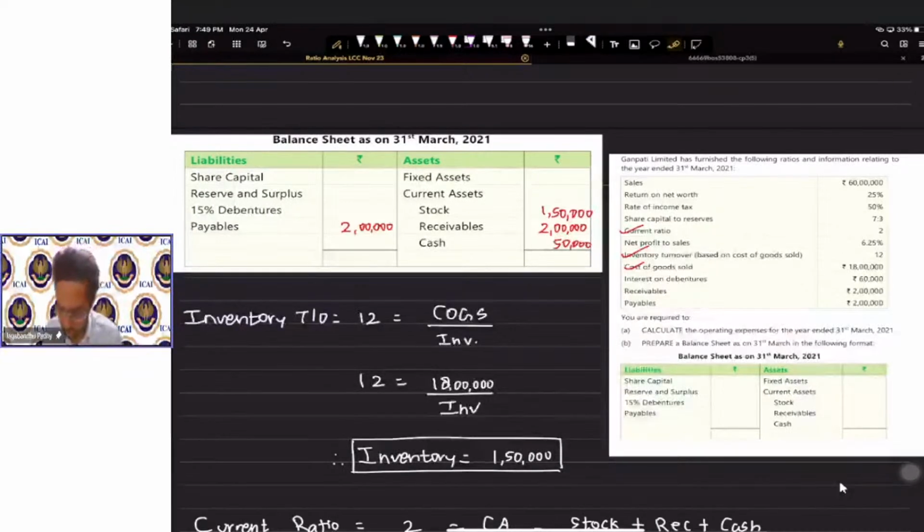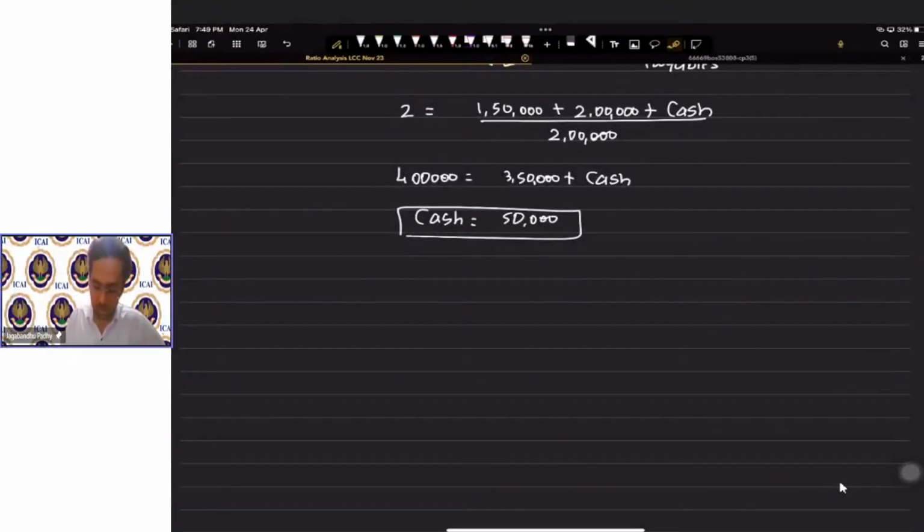Now, interest on debentures is given as 60,000. Right? Interest on debentures is 60,000. And connected with that, do we have any other ratio? No, right? We don't have any ratio as such. We just have the return on net worth as 25%. Income tax is 50%. So let's try to prepare using sales and cost of goods sold and then operating expenses, the statement.